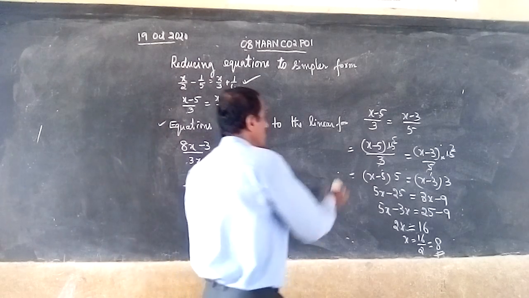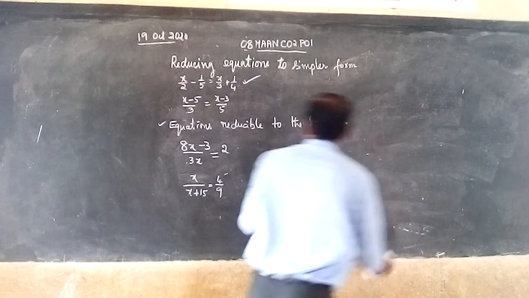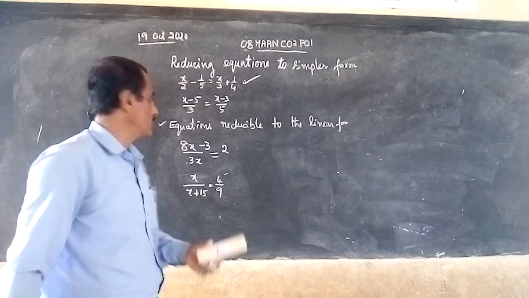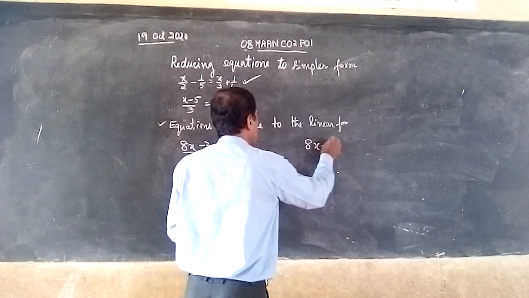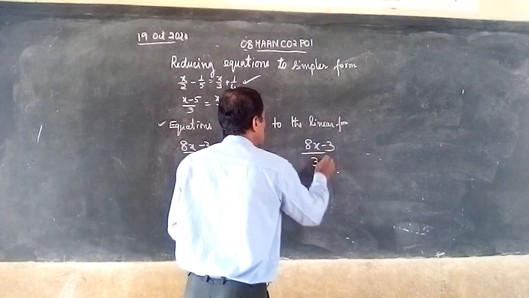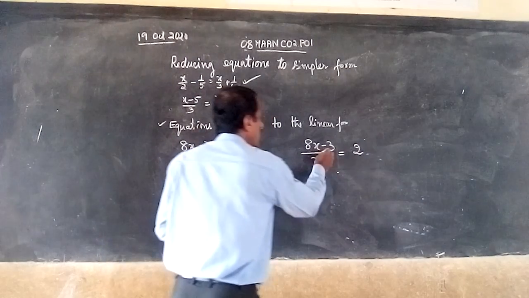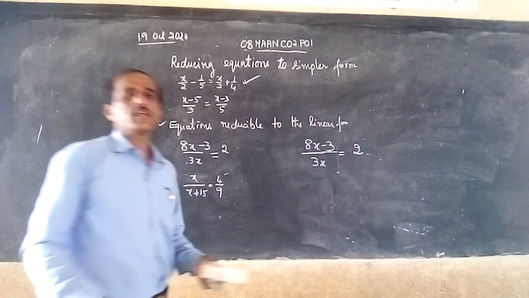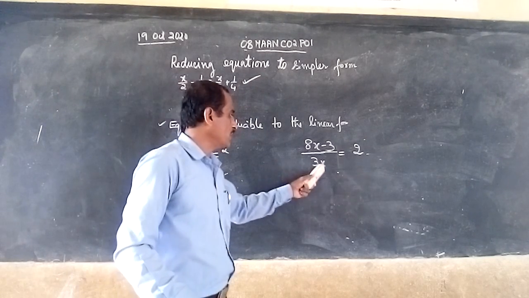Well, next, to reduce the equation to the linear form, what is the meaning of this? See, for example, 8x minus 3 divided by 3x is equal to 2. It is given like this. Here there is no particular number in the denominator. In the previous question there were numbers. Suppose the form is like this.